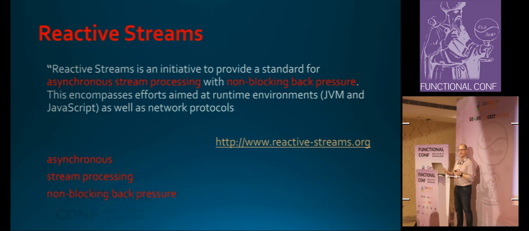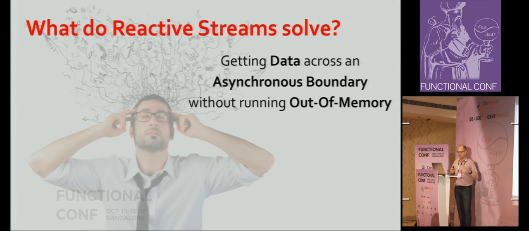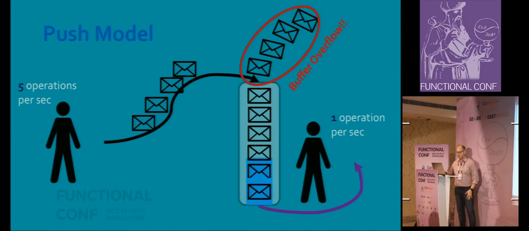So how are we going to overcome this limitation? We saw the problem, right? If you have a consumer that is slower than the producer, you can run out of memory. So how are we going to tame and control back pressure without overflowing the buffer? If you remember this slide, we had this problem with the producer producing five operations versus one operation of the consumer. This discrepancy between speeds creates the buffer overflow.